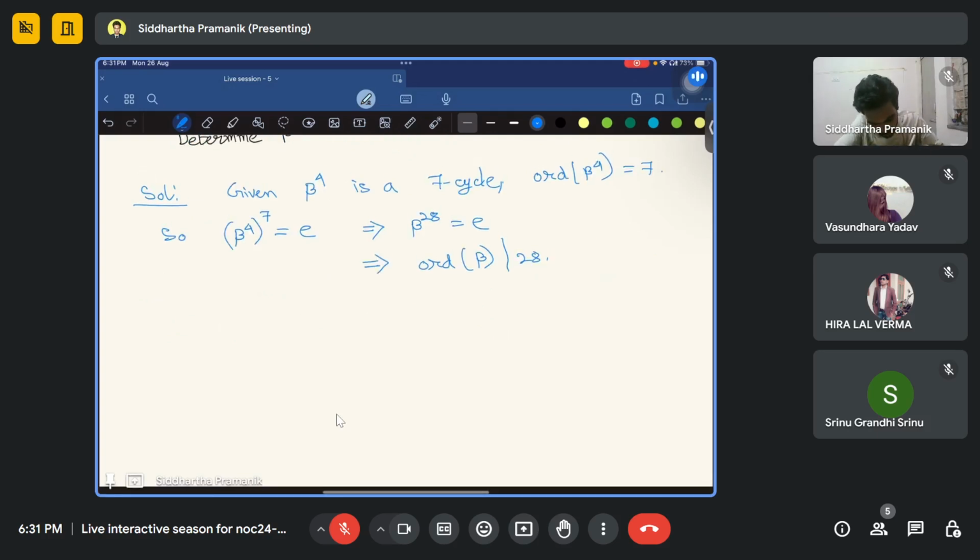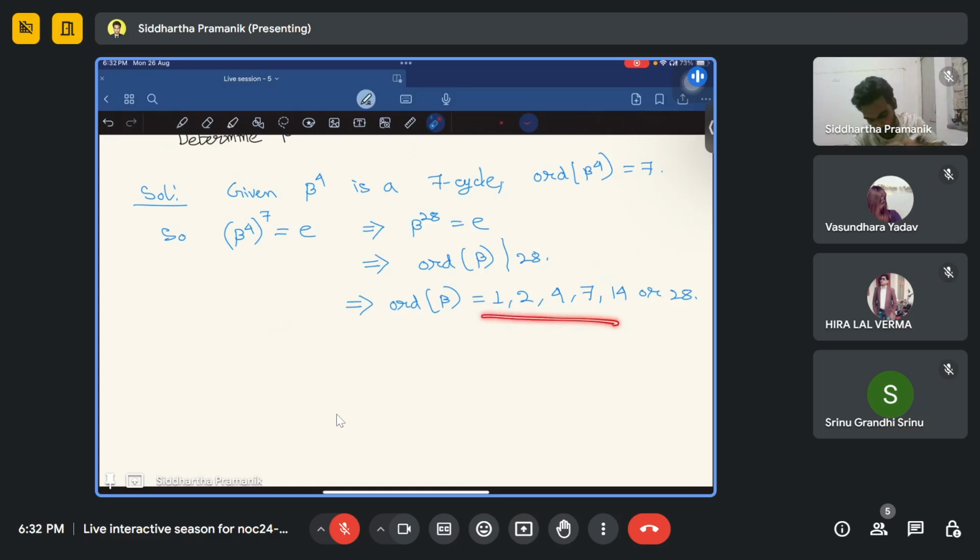So what are the possibilities? The order of beta equals 1, 2, it can be 4. So basically they are all the positive divisors of 28. So it can be 7, it can be 14, or it can be 28. Okay, now let's try to discard them one by one.